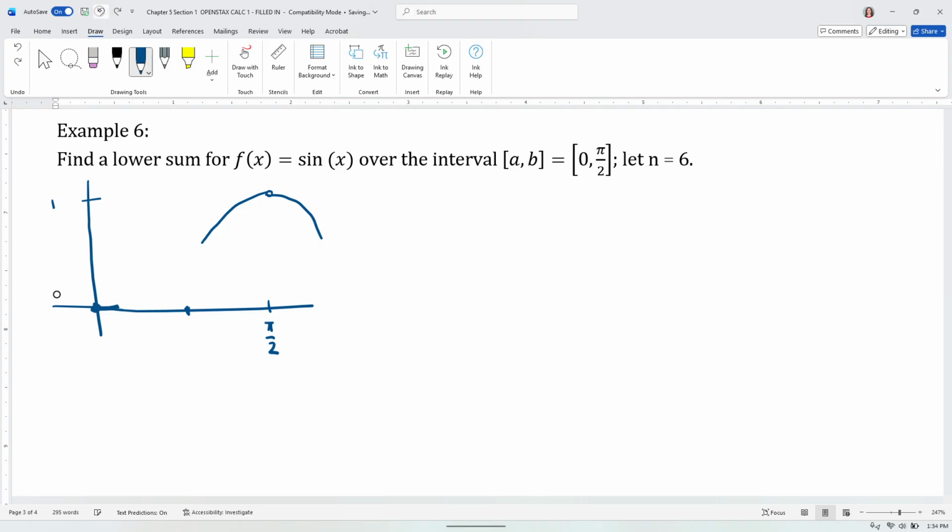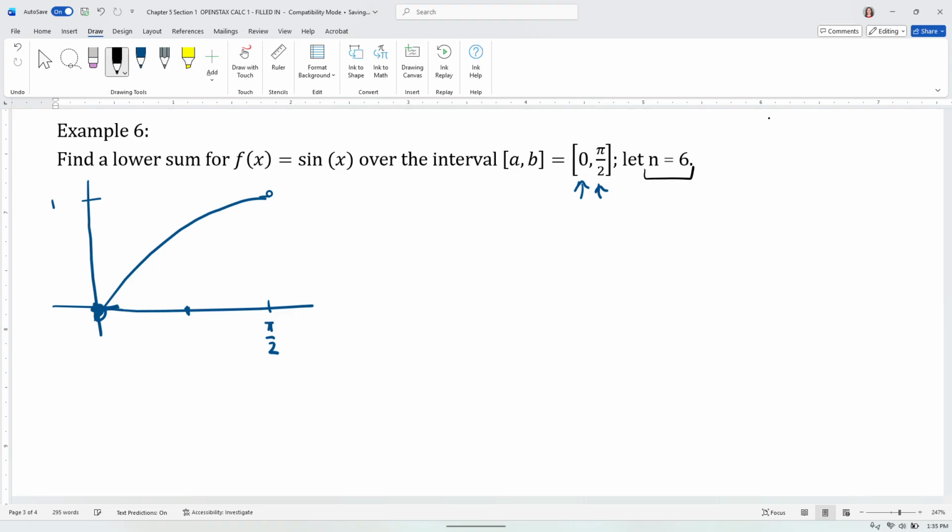Let's take a peek. I don't think it's right there. I think it's right here is the shift. There we go. But we are only considering this graph from 0 to pi over 2. So I'm going to erase the stuff I don't want. All right. We're going to cut this into 6 subintervals.